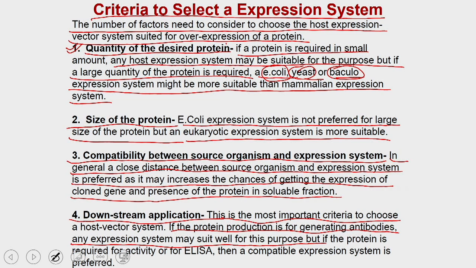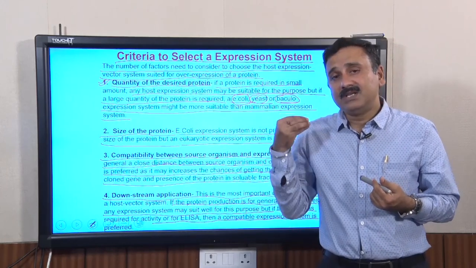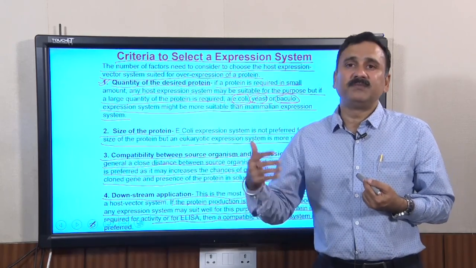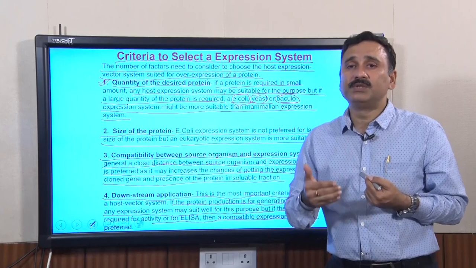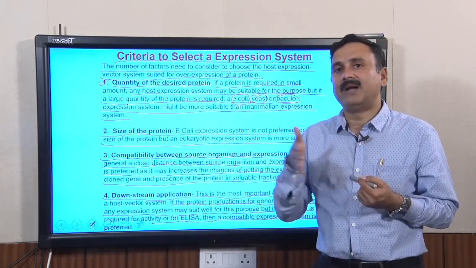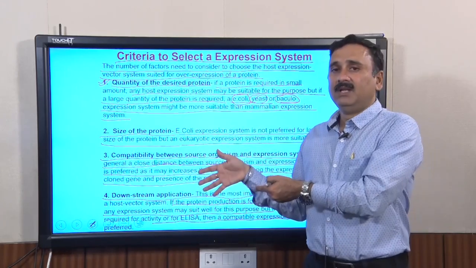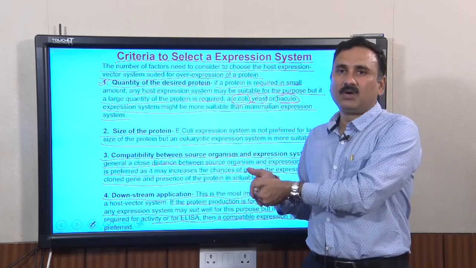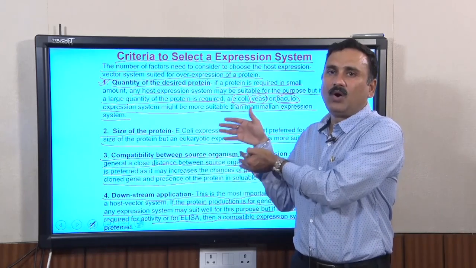But suppose you want to produce the protein for activity. In some cases, some proteins may lose their antigenic sites when they are not properly folded, and you want to use this protein as an antigen to detect antibodies using ELISA. In those cases, you have to use a host which is very compatible with the protein, which means you have to choose the host expression system closely associated with the protein. If it is bacterial, you have to use E. coli. If it is a eukaryotic protein, you have the choice of yeast, baculovirus or mammalian expression systems.